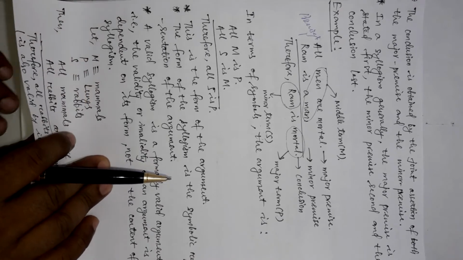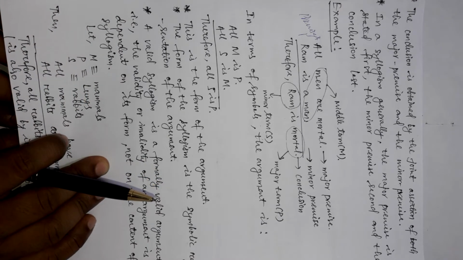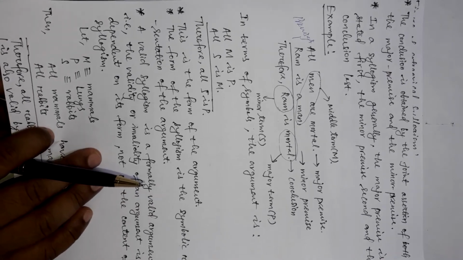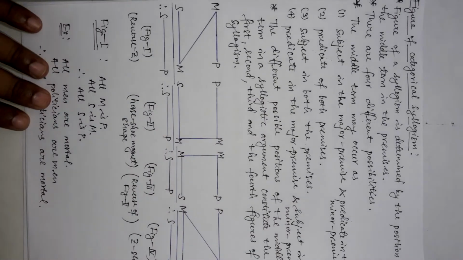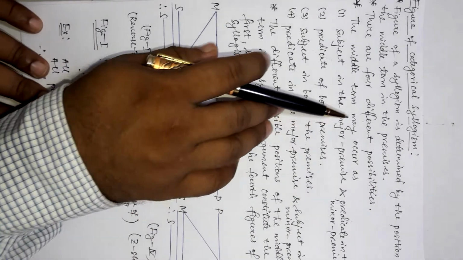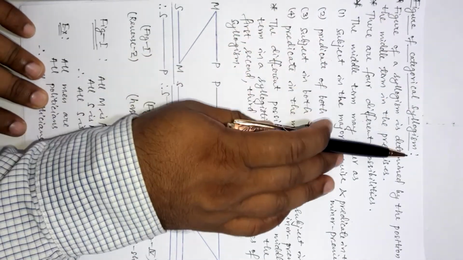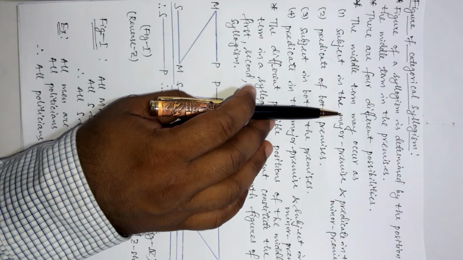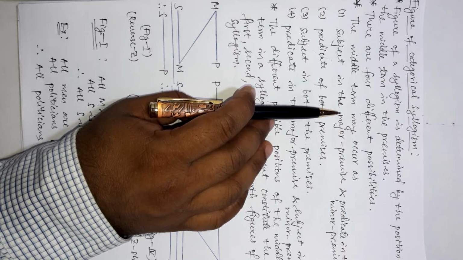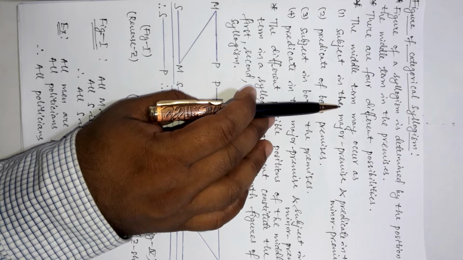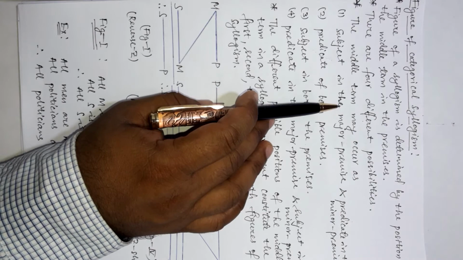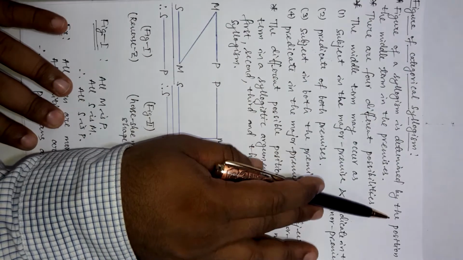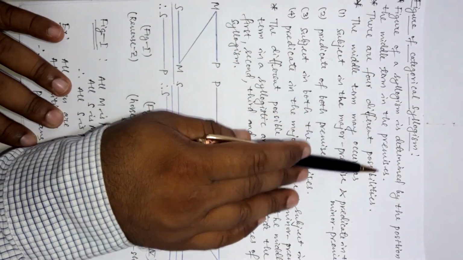Okay friends, now let's move to another part of categorical syllogism, that is the figure of the categorical syllogism. The figure of categorical syllogisms means, if we represent the argument or syllogism in terms of graphs, then what different types of figure it will represent. Now, the figure of a syllogism is determined by the position of the middle term in the premises.